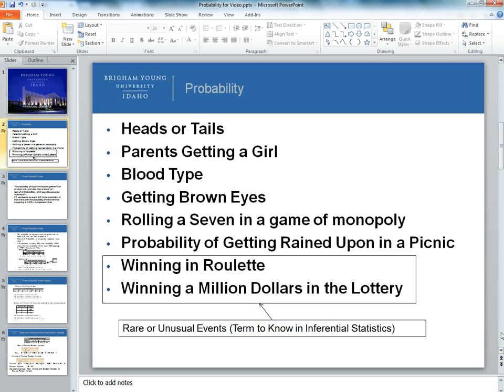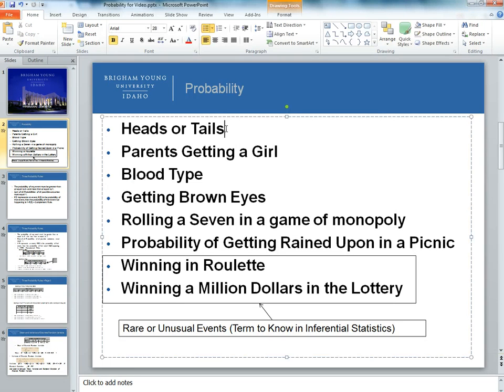dealing with probability as well as calculating the mean, the standard deviation, and the variance of a discrete random variable. First of all, let's cover what you may have seen in the past with probability. For instance, guessing correctly heads or tails. The probability, for instance, of a parent getting a girl or a boy. Blood type, for instance, A positive or O positive. There's probability that the majority of us have A positive and O positive. Getting brown eyes is an example of probability.